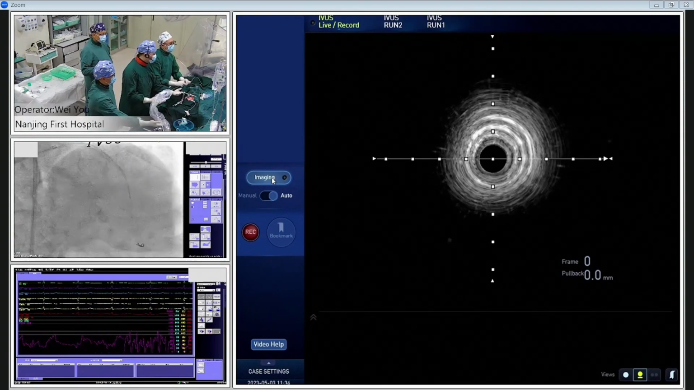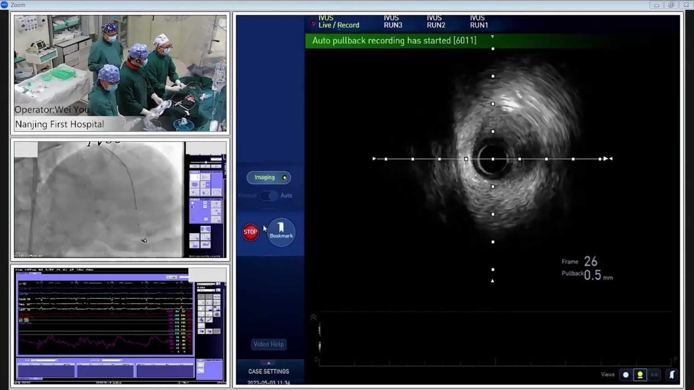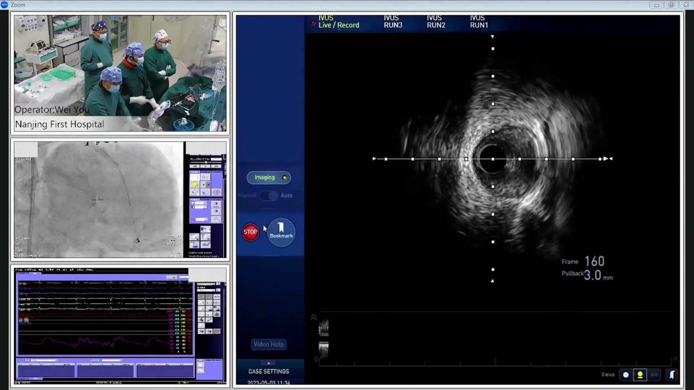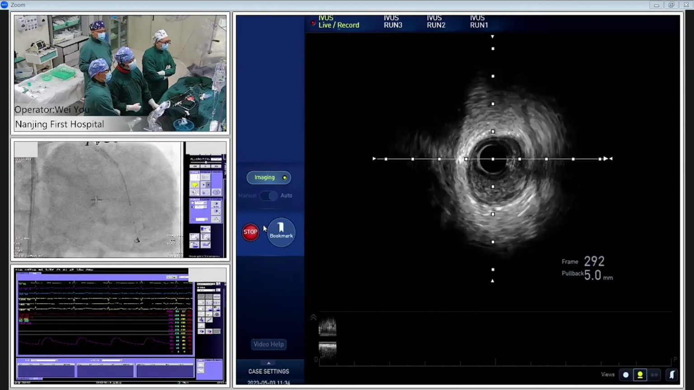Okay. Dr. Pan, please pull back. Yeah, it looks very smooth. Not a normal segment. Okay, here, go. Normal segment. Distal LAD, no more. 2.5 millimeter.